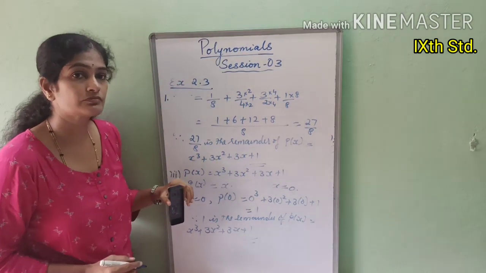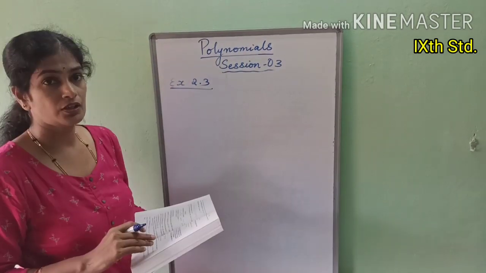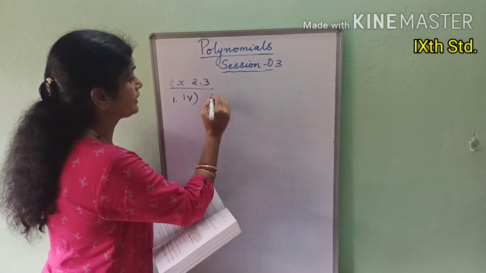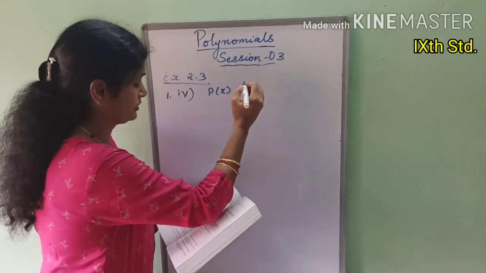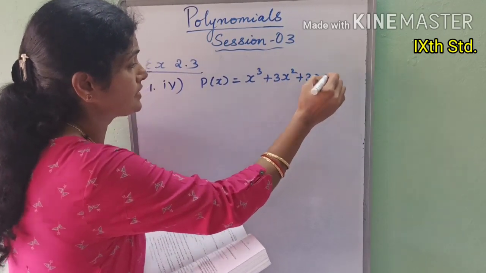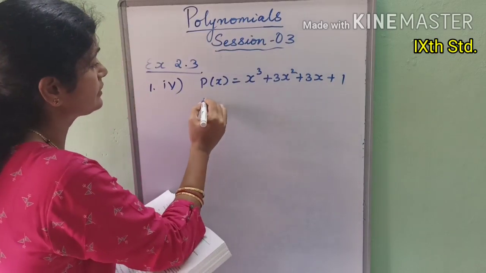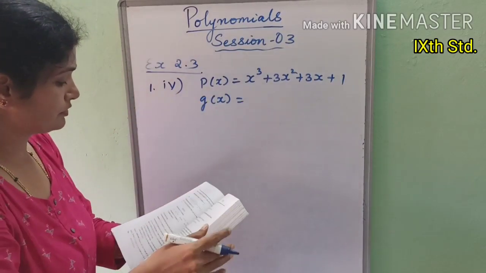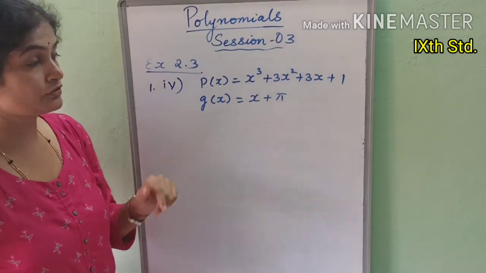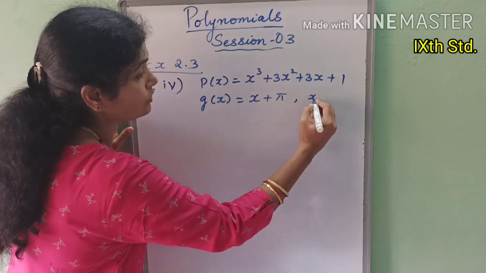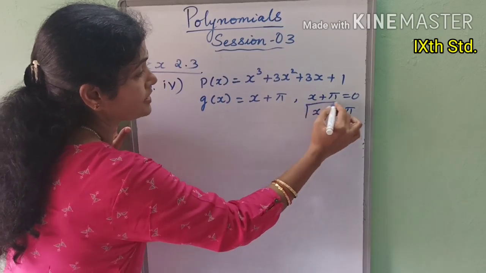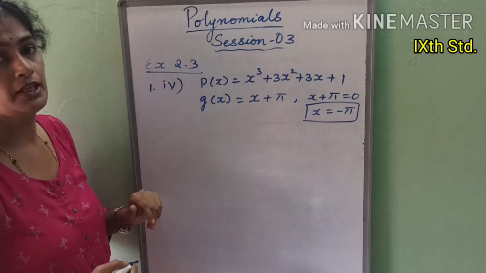Okay. We'll see the next one now. Fourth bit of it. First main, fourth bit. What polynomial they have given is P of x equal to x cube plus 3x square plus 3x plus 1, and g of x is equal to x plus pi. Okay, x plus pi. Now 0 of this x plus pi we have to find out. So you will equate x plus pi to 0. So x equal to minus pi. So this x equal to minus pi, you are putting it in p of x.